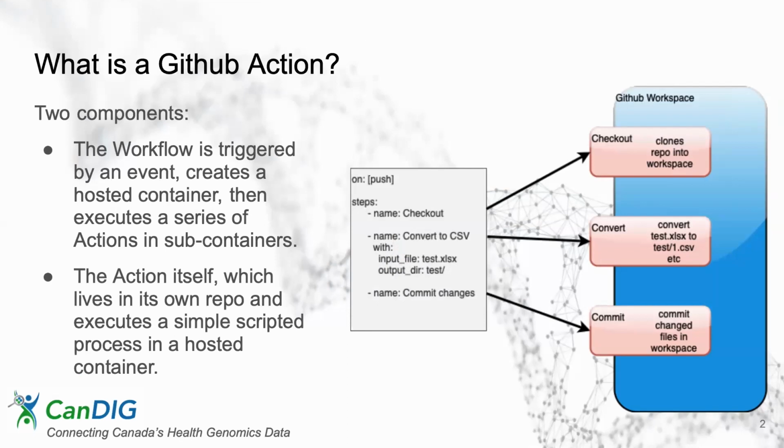The workflow is a thing that your repository has in it, and it creates the GitHub workspace environment for running other things that are all then called actions. So a workflow is triggered, it creates a hosted container, and then it executes a series of actions in subcontainers. For some reason, it's listed on GitHub's page as actions, so that's a little confusing. But the action itself is really one of these little repositories of their own that just executes a simple scripted process in a hosted container.